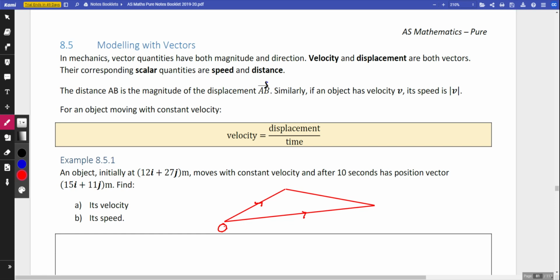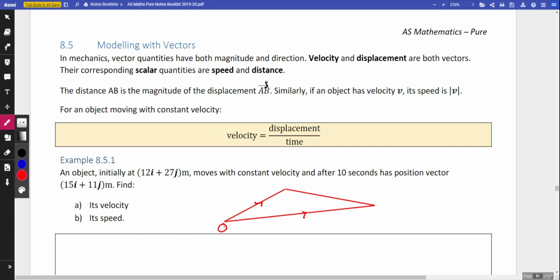8.5, modelling with vectors, the last part of the AS vectors notes. We have come across most of this in mechanics, and we can do modelling with vectors in other ways, but this is the main place where we would use it. So we've talked about vectors having both magnitude and direction, so an example of that will be velocity and displacement. Their corresponding scalar quantities are speed and distance.